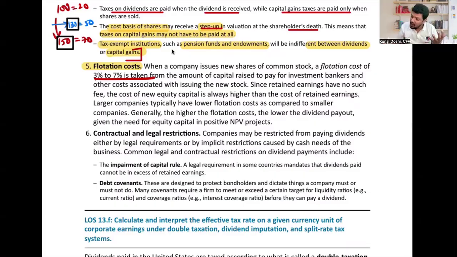Now, instead of that, what if you utilize your own retained earnings by not paying dividends? So you don't have to pay flotation cost for it, right? The retained earnings have no flotation cost.